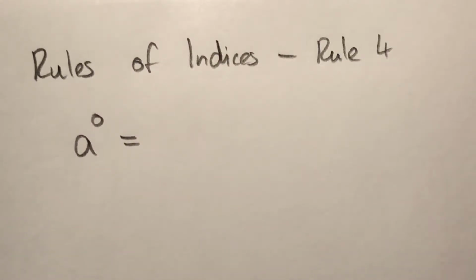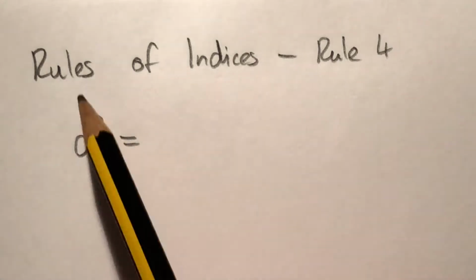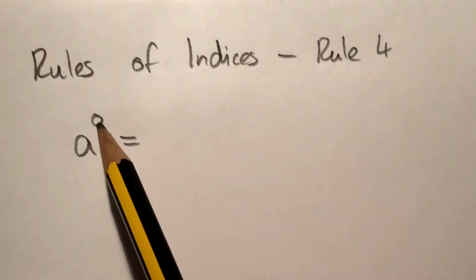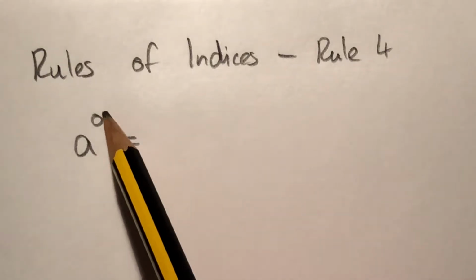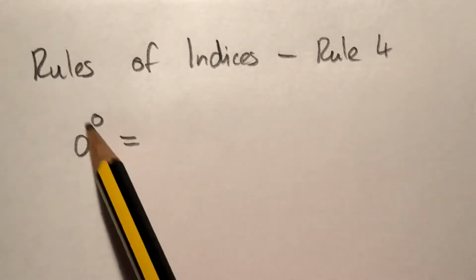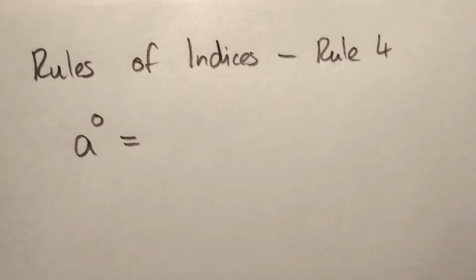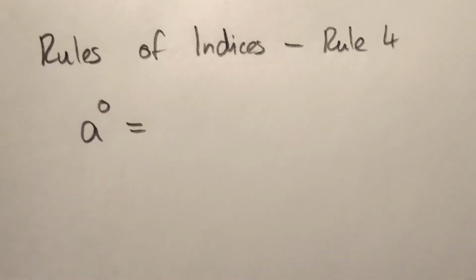In this video, we're now looking at Rule 4 of indices, almost halfway through. So, rules of indices, Rule 4, 8 to the power of 0. Now, the most common error people make is they see 0 in there and think, all right, we're just timesing by 0, it must give us an answer of 0. However, I'm going to prove to you that this is not the case.